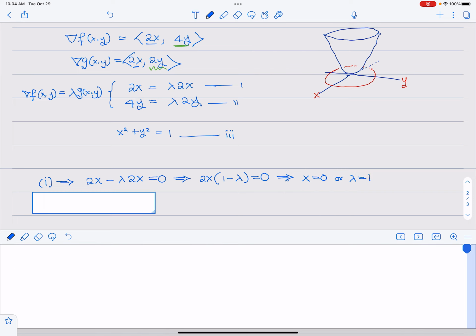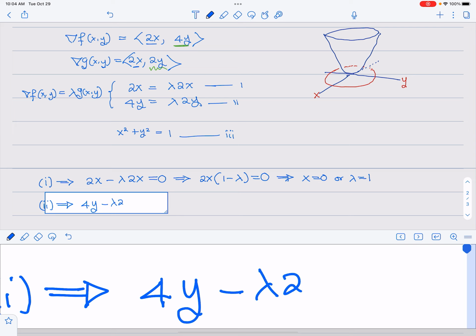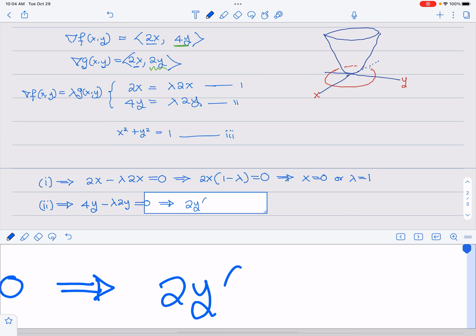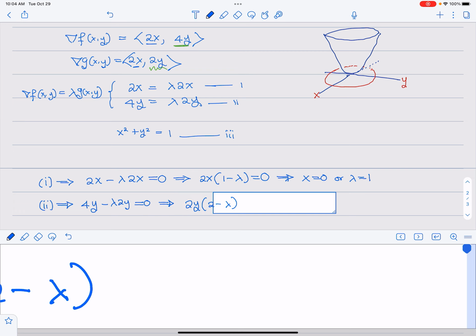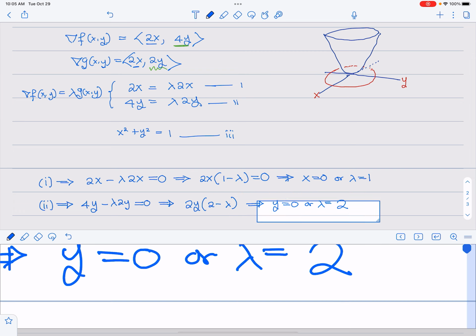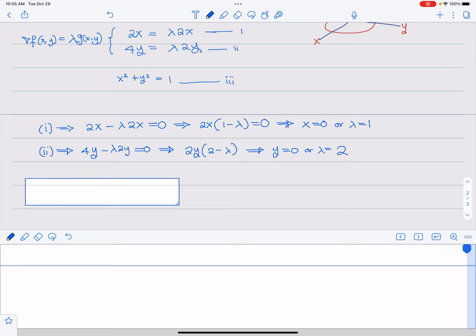Okay? Now, equation 2 will give us that 4y minus lambda times 2y is equal to 0. So this implies if you take 2y out, you're left with 2 minus lambda, right? So this tells us that y is equal to 0 or lambda is equal to 2. Okay, so let's see which of these is useful.